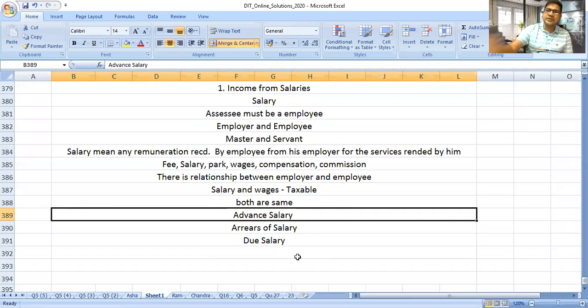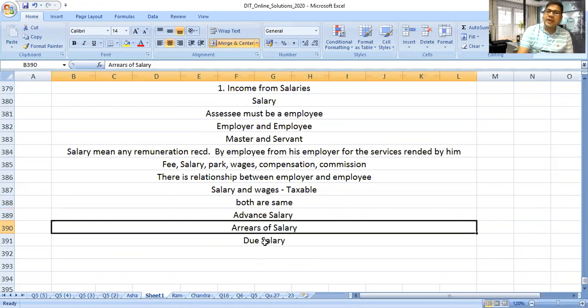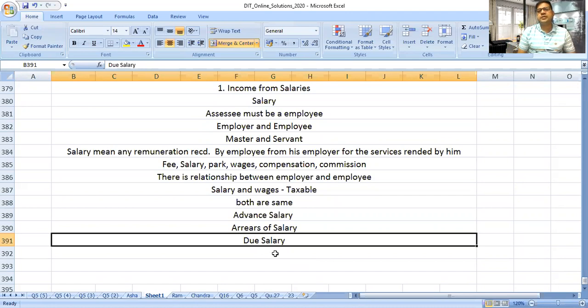Then advance salary. Next month Diwali is there. In the month of November Diwali is there. If you took November month salary today, it is called advance salary. Yes, next month's salary received in advance is called advance salary. From March, April, May, June, July, August, the last 6 months salary you have not received. So it is the arrears of salary. And due salary means it is still outstanding. This particular salary you have still not received.